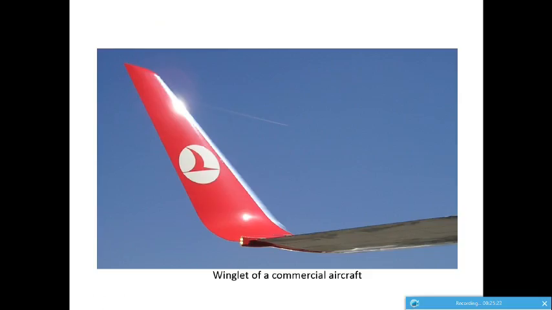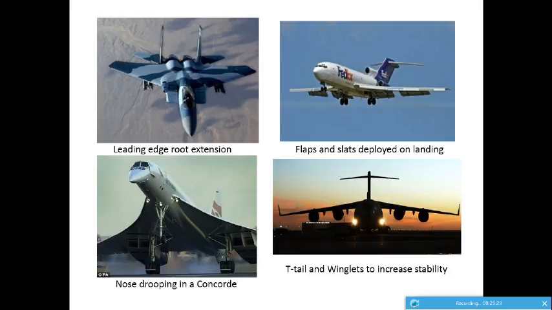So this is a winglet of a commercial jet aircraft. So it's a fighter aircraft with another short wingspan, a wing configuration with leading edge root extensions. So this is a passenger aircraft with flaps and slats deployed.